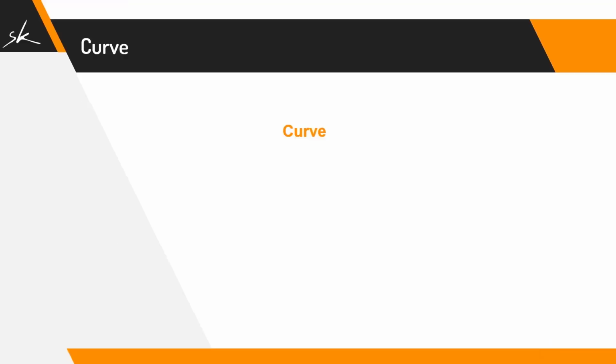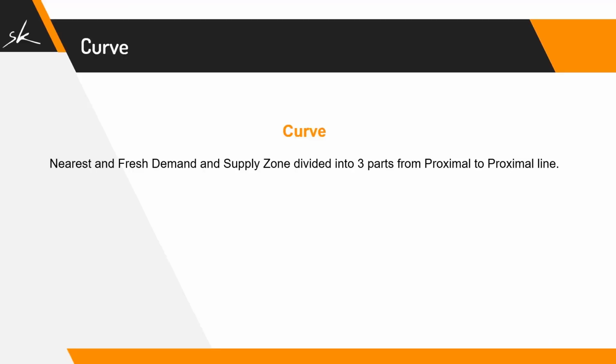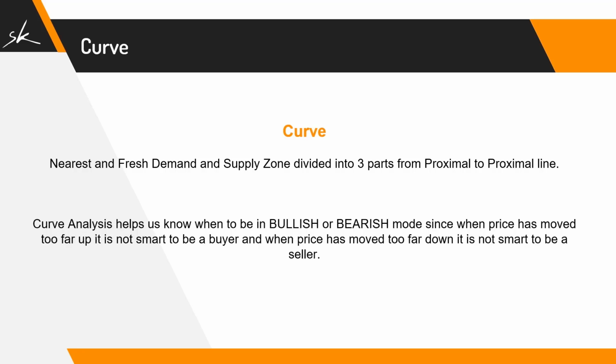For curve analysis, we identify nearest and fresh areas of demand and supply on the higher time frame and then divide into 3 parts from proximal to proximal line. Curve analysis helps us know when to be in bullish or bearish mode. When prices have moved too far up, which means expensive price, it is not smart to be a buyer. Similarly, when price has moved too far down, which means cheap price, it's not smart to be a seller.